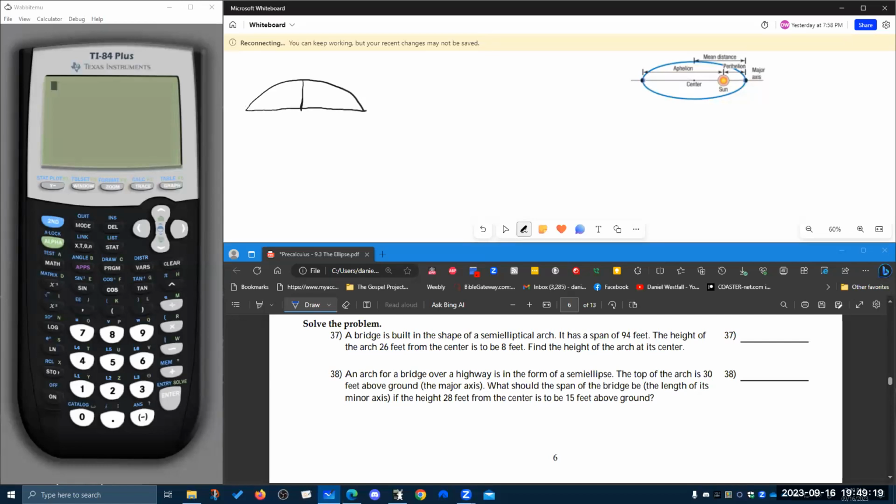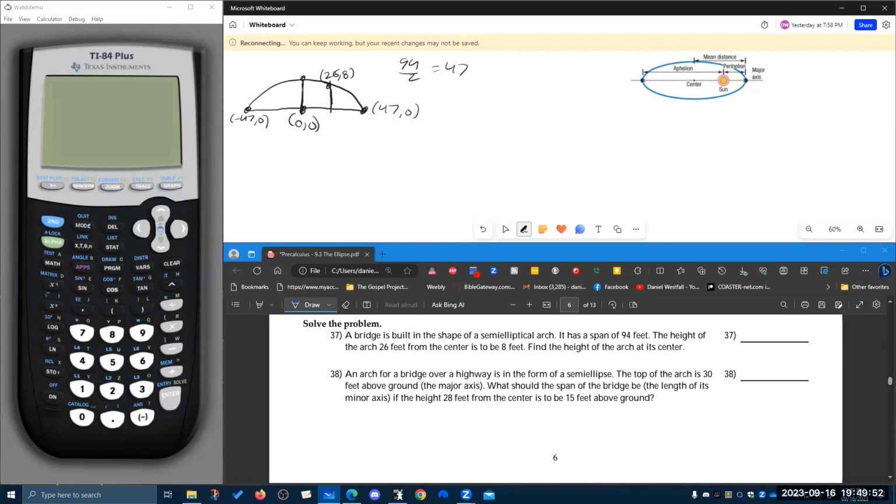The first one is a bridge that is semi-elliptical. I'm going to choose a coordinate system that's centered at 0, 0. The span of the bridge is 94, so half of 94 is 47. That means I have a point over here that's 47, 0, and a point over here that's negative 47, 0. They tell us that when I'm 26 feet away from the center, I'm 8 feet high.